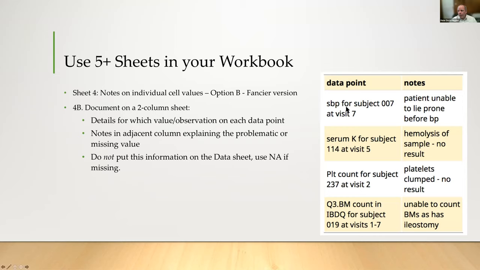You can have every troublesome data point, describe it, the SPP for subject 7 at visit 7, and then your notes about it. What happened? What's wrong? Platelets clump, hemolysis of sample, you name it. And don't put this information on the data sheet.